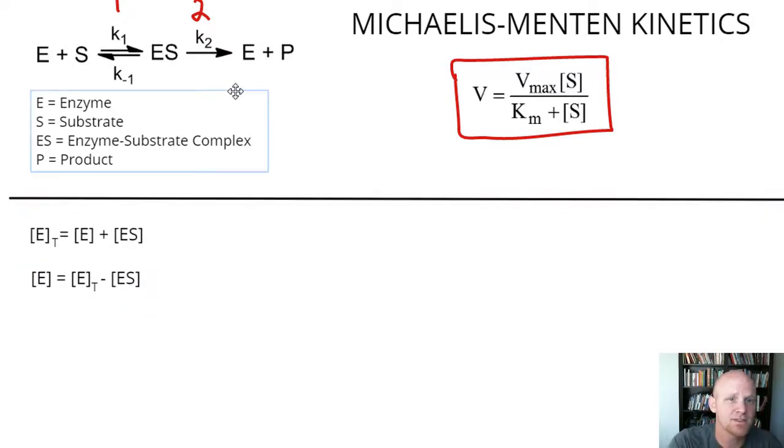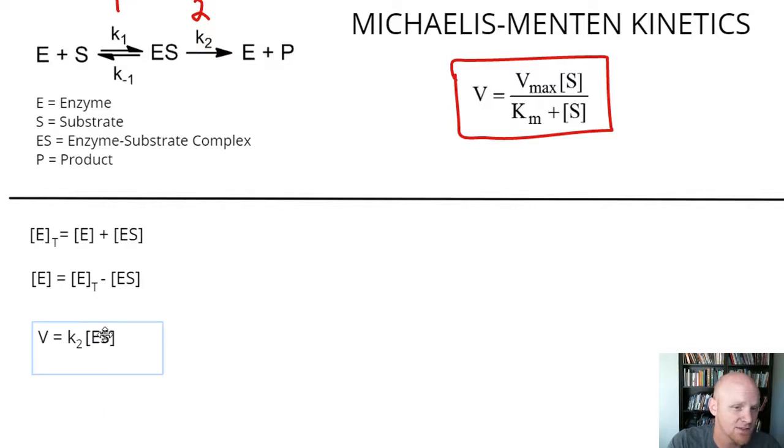The second thing we'll look at is that the second step is really the catalytic step, and it is what determines the velocity of the reaction. The velocity of that second step is the velocity of the reaction. So the rate law for that second step gives us the velocity for the overall reaction. It's just the rate constant K2 times the concentration of the reactant in that step, which is the enzyme-substrate complex.